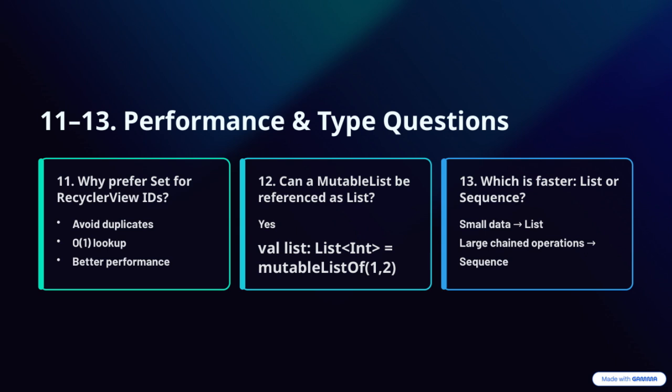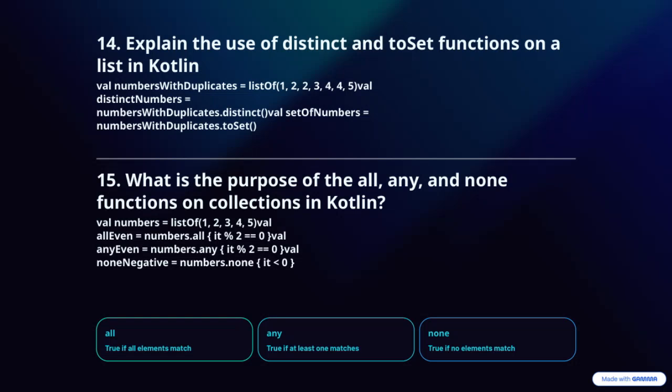Let's talk about the purpose of the all, any, and none functions on collections in Kotlin. These functions are really useful for checking conditions across elements in a collection. The all function returns true if every element in the collection satisfies a given condition. For example, if we want to check whether all numbers are even, we can use all with a condition like it % 2 == 0. Next, the any function returns true if at least one element matches the condition.